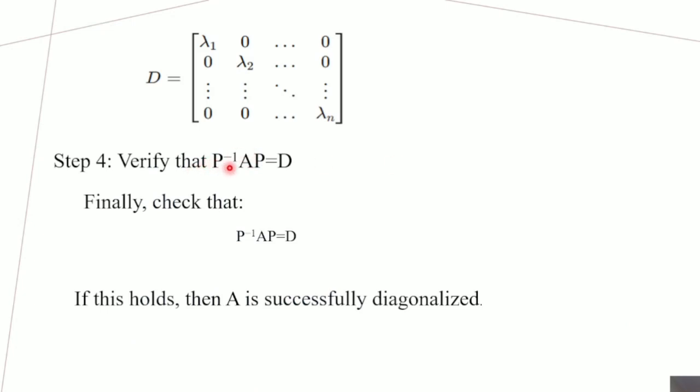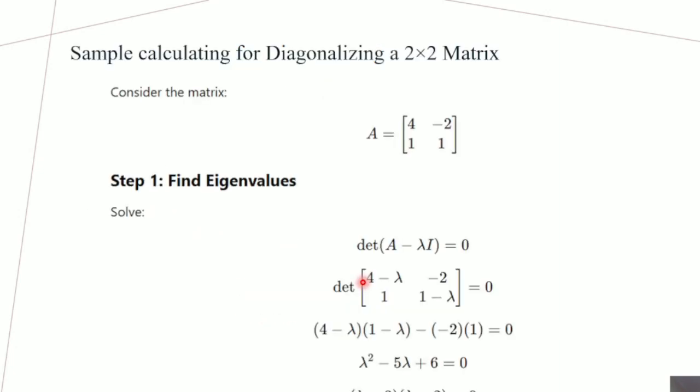Verify that P⁻¹AP equals D. Finally, check that P⁻¹AP equals D. If this holds, then A is successfully diagonalized. So we're calculating the diagonalization of a 2 by 2 matrix.